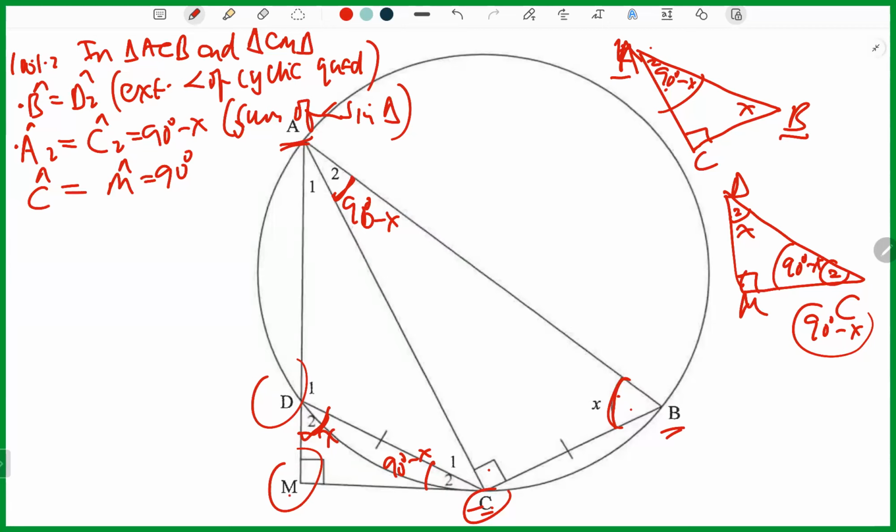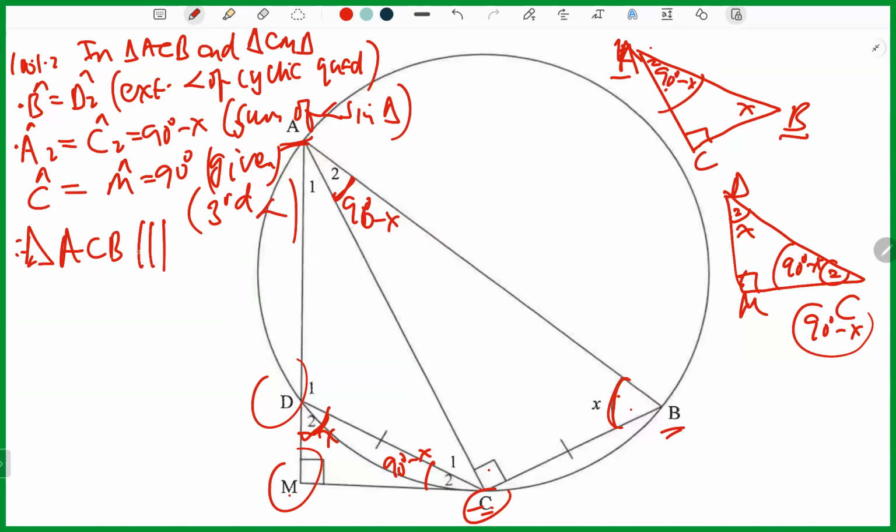Okay, that is true, but it was just given anyway. Or we can say it is the third angle in the triangles. Third angle in the triangles. Okay. Now with this, the conclusion therefore is that triangle ACB is similar to triangle CMD.